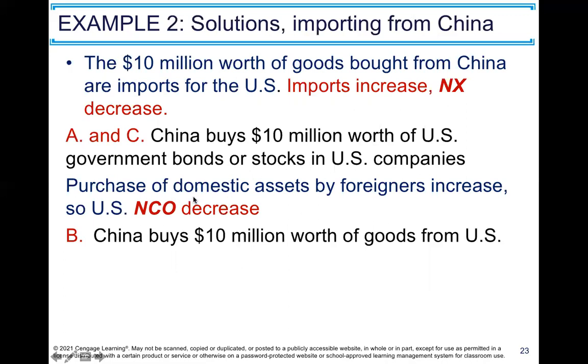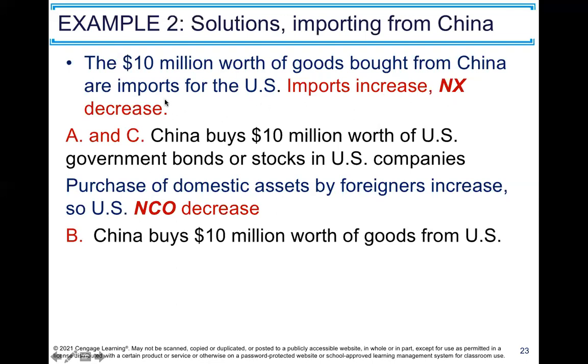That means that there's a decrease in net capital outflow because Chinese are now buying American bonds. But you can also look at it from the NX perspective, right? We know that the $10 million worth of goods bought from China increases our imports, which decreases our net exports. So if we just bought $10 million worth of goods from China, that means we sent over $10 million to China, and that means our net exports decreased.